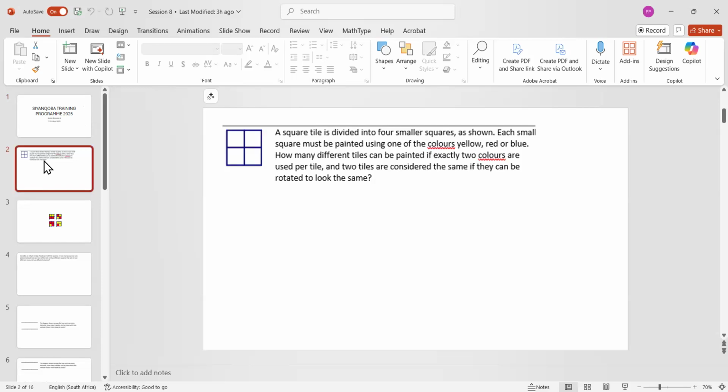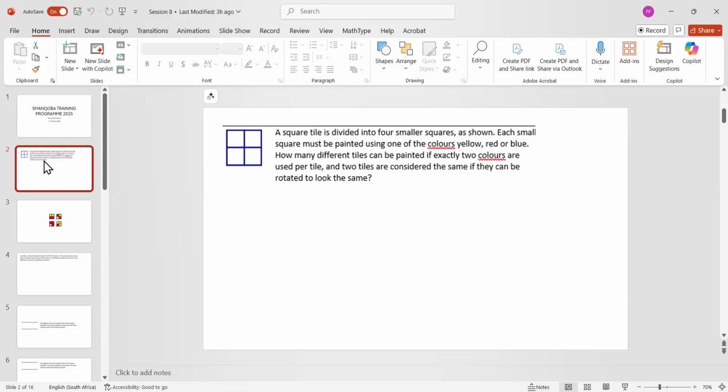Okay, the first question, as you see here: a square tile is divided into 4 smaller squares, and each square must be painted using one of the colors, yellow, red, or blue. So there are 3 colors. You have to use one of them. How many different tiles can be painted if exactly 2 colors are used per tile, and 2 tiles are considered the same if they can be rotated to look the same?